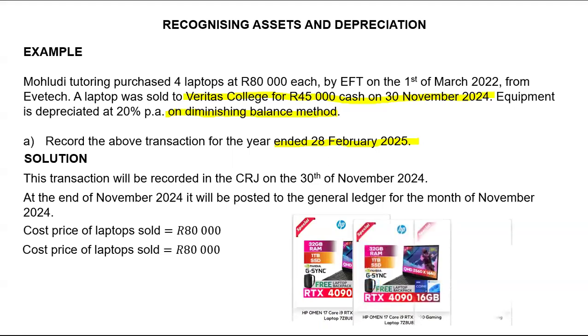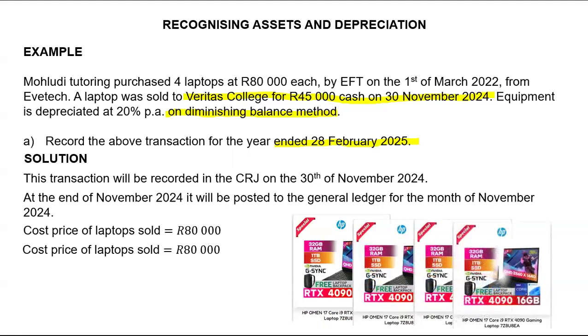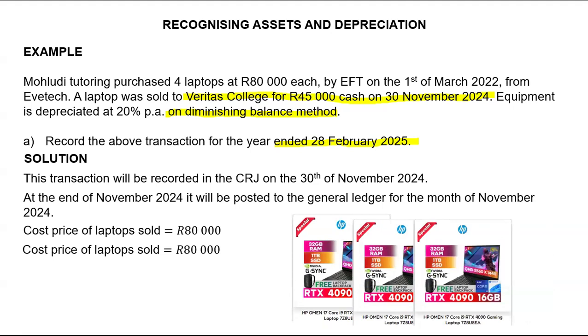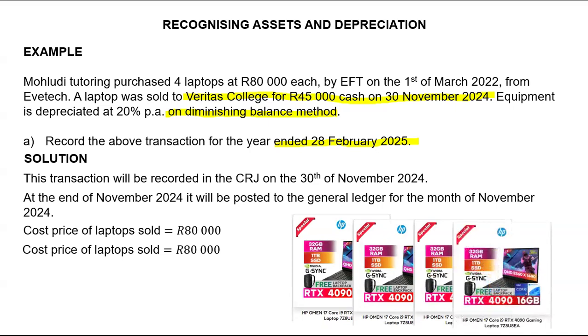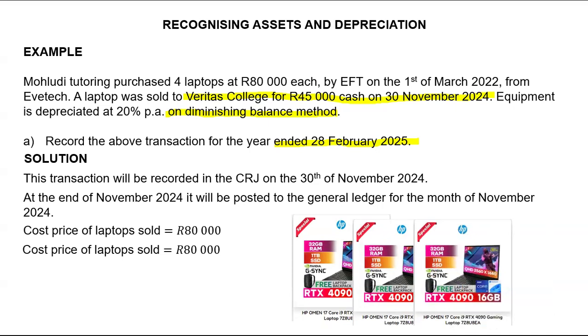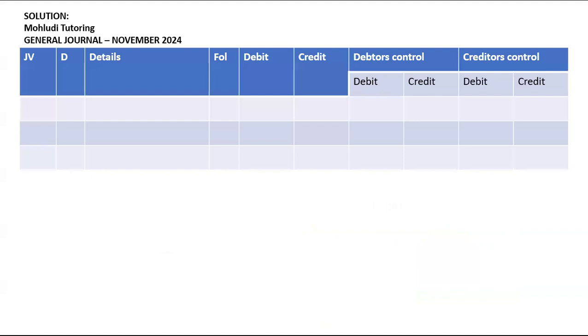I'm repeating it again. We had 4 laptops, right? But now one of them is being sold. So we're going to be left with 3 laptops. There was 4, right? But one of them, what did we do? We sold it. When we sell it, we're going to record it in the CRJ. We don't know who we sold it to, so I'll just write asset disposals and the details.